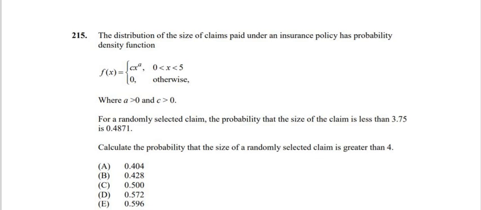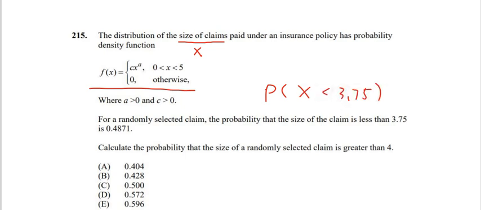Okay, so we have this x, the size of a crane. So we denote this as x. This x has this density function. Okay. So we have this. Let's say the probability for x less than this equals this. Okay, so then we can find this C, this A, right?